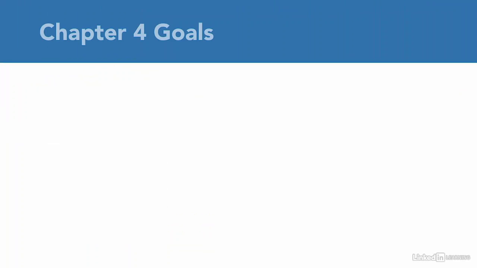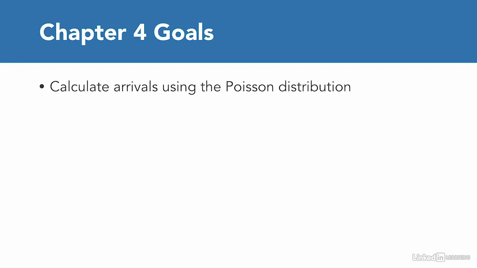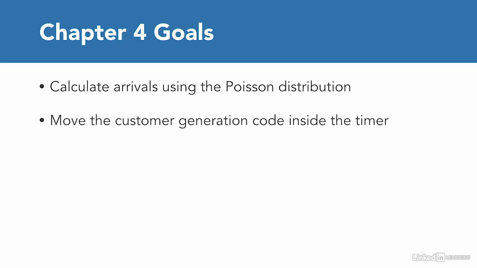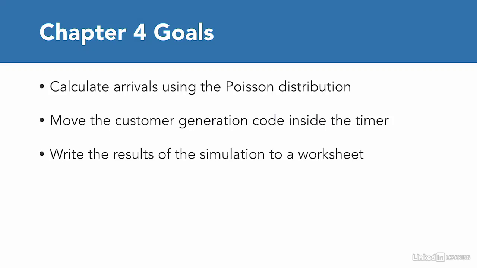In Chapter 3, we added a timer to our simulation so we could track the movements of 2 customers through 3 stations. In this chapter, we will extend that model to add customers throughout the simulation. We will use the Poisson distribution to generate random customer arrival times based on a known average gap between arrivals. We will also move the customer generation code inside of the timer because the timing will be driving when new customers arrive. We'll write the results of the simulation to a worksheet instead of using debug.print like we were before. And finally, we will run the simulation and fix a mistake that could lead to customers getting stuck in a particular station.